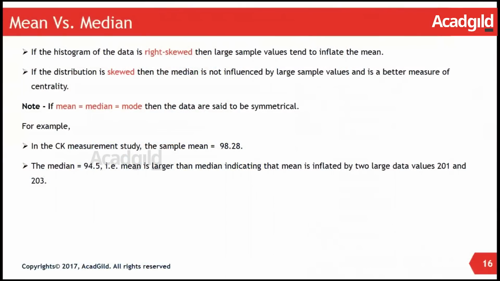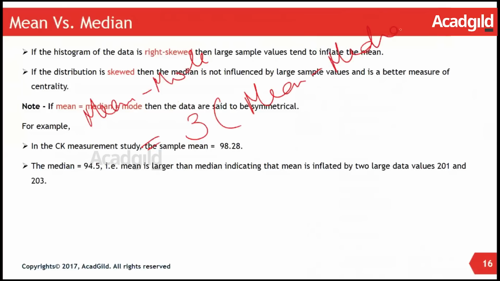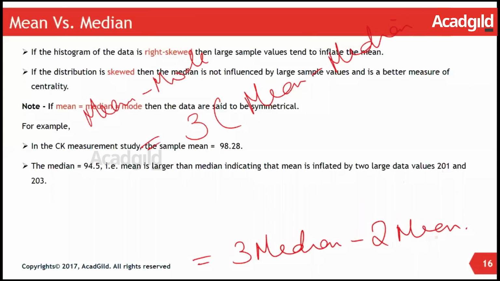A simple mathematical relation is mean minus mode is equal to 3 times mean minus median. Written again, if you rearrange the values, you can try it yourself: mode is equal to 3 times the median minus twice the mean. You don't have to remember this, but it's good to know that there is a relationship among the 3. It's a rough relationship, not an exact one. So if you know 2 of the values, you can approximate the 3rd value.